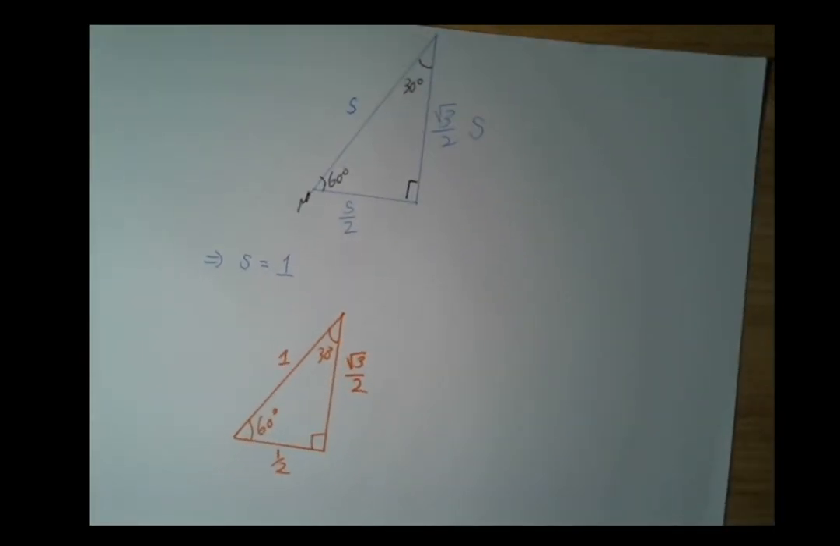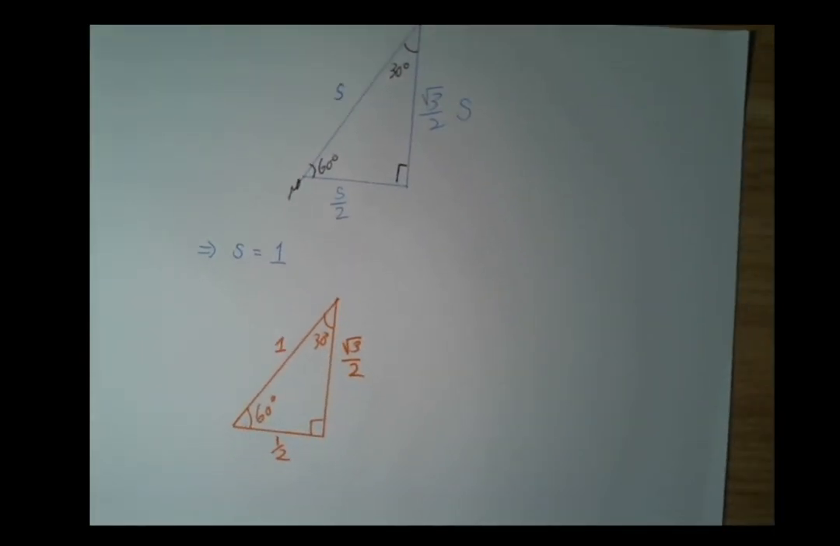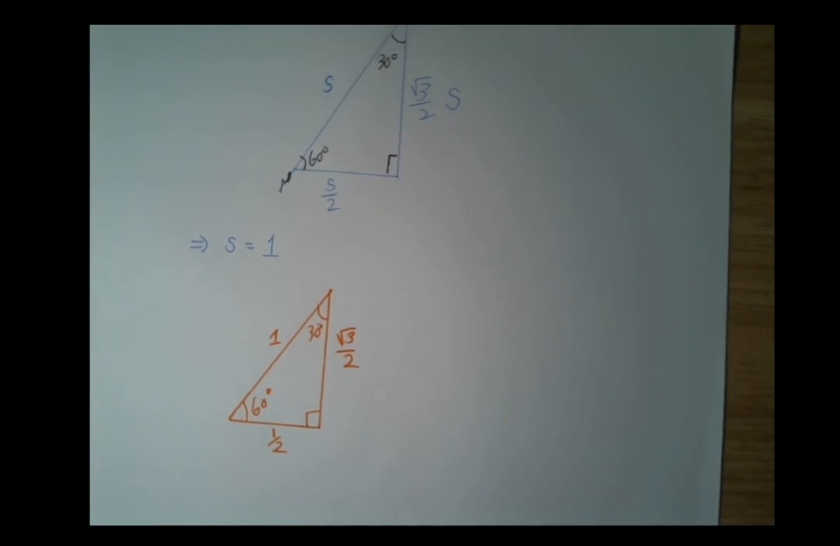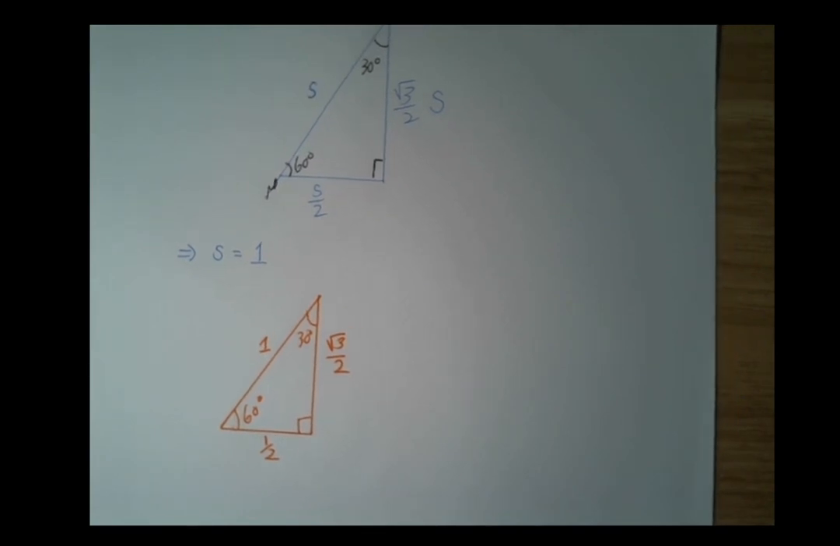I just wanted to show you this so that when we discuss the unit circle, we can get an idea where those values come from. But that is our 30, 60, 90 triangle.